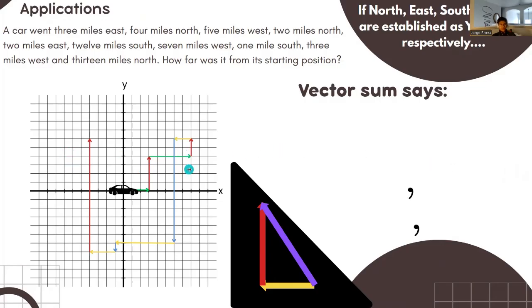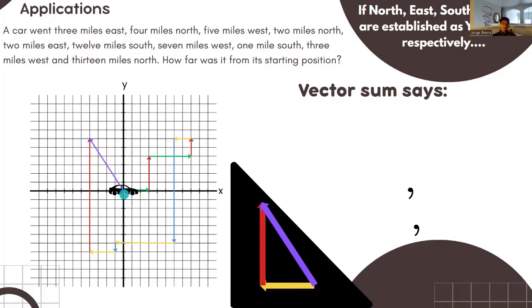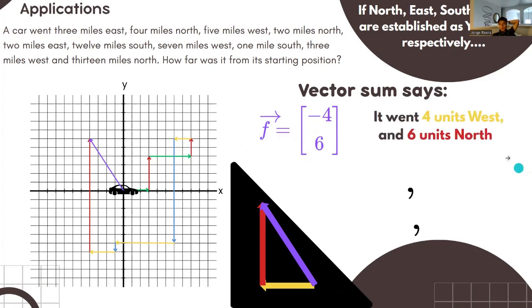Now, what an odyssey for this car, right? So then that means that we have this final vector. And so the end point of this vector and the origin here, we can create a new vector between this final point and the origin to demarcate how far it is from the starting position. So f is representative of this vector, right? It's -4 and 6, because it went back 4 and up 6. So it went 4 units west and 6 units north.